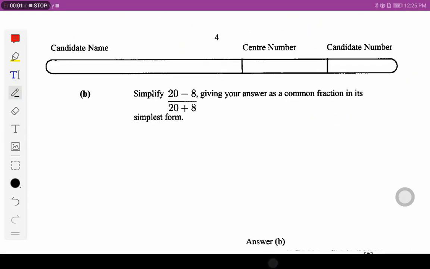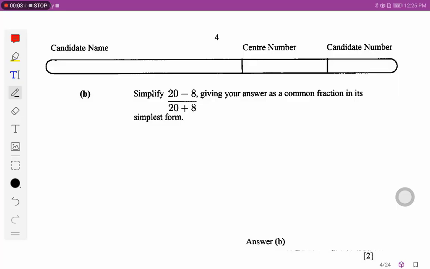Okay, now let's look at question number 3b. We are asked to simplify 20 minus 8 divided by 20 plus 8, and we want to leave the answer in its simplest form as a fraction.